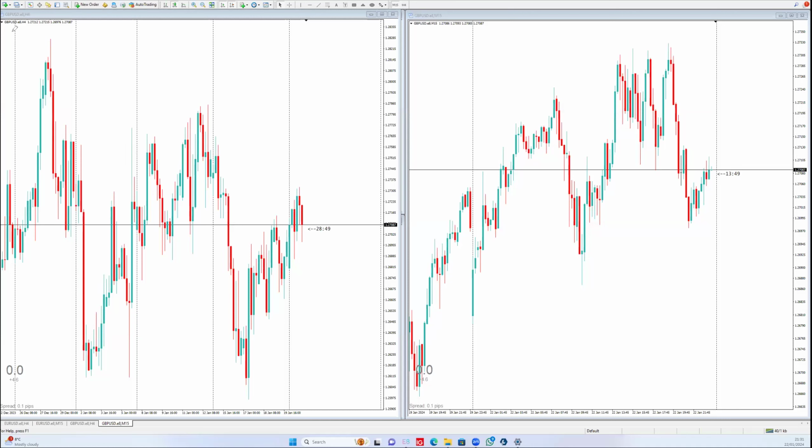Here is pound dollar. As you know, I use 4 hours to analyze, and I use 15 minutes to execute my trade. So this is 4 hours on the left and 15 minutes on the right. So what am I looking for in my own style of trading? On 4 hours, I look for a scenario whereby a level such as this is being respected by the market.